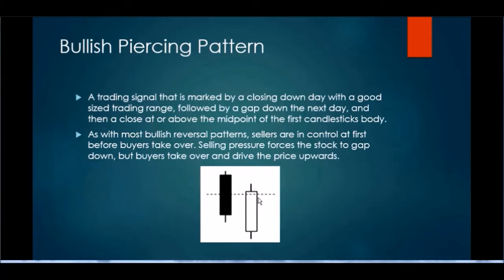So as with most bullish reversal patterns, sellers are in control at first before buyers take over. Selling pressure forces the stock to gap down. See the gap down here? Selling pressure forces that to happen. But buyers take over and drive the price upwards. Okay, sellers force the stock down, buyers regain momentum and drive it upwards.